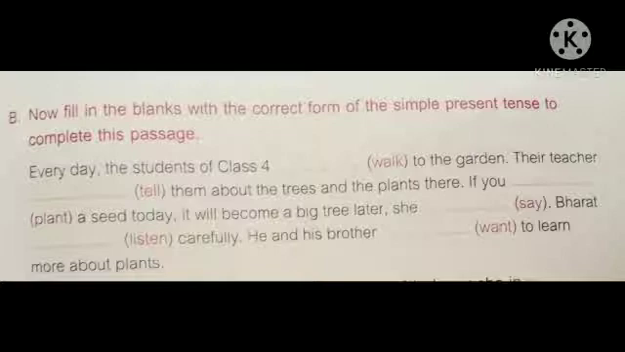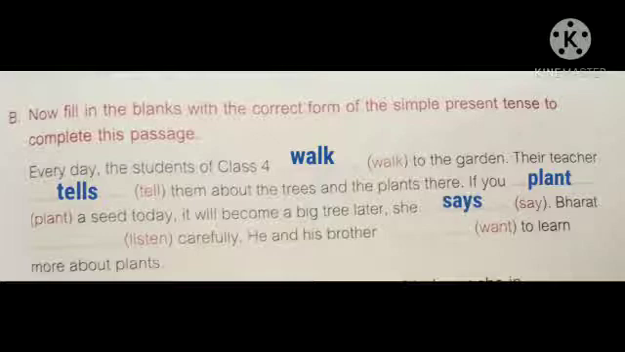Every day, the students of class 4 walk to the garden. Their teacher tells them about the trees and the plants there. If you plant a seed today, it will become a big tree later. She says. Bharat listens carefully. He and his brother want to learn more about plants.